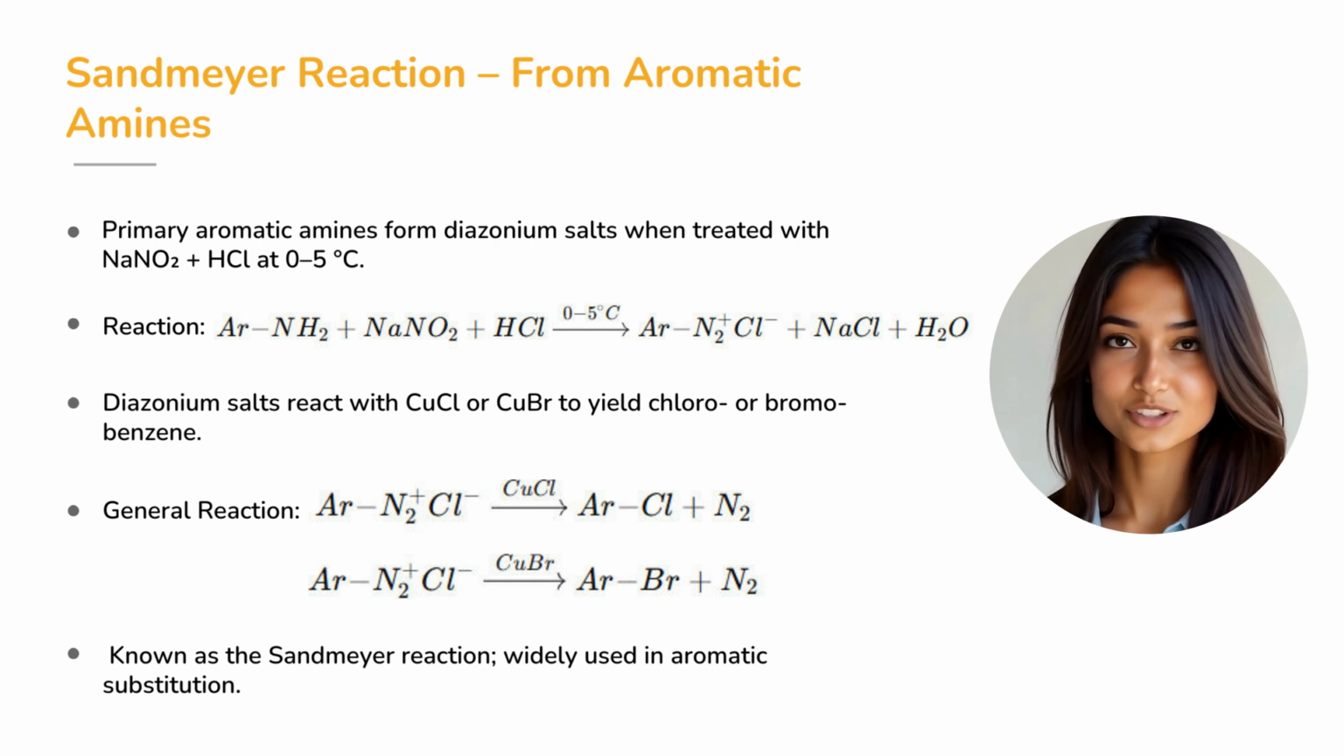When they are treated with cuprous chloride or cuprous bromide, the diazonium group is replaced by chlorine or bromine. The general reaction is ArN2+ Cl- in the presence of CuCl gives ArCl plus nitrogen gas, or ArN2+ Br- in the presence of CuBr gives ArBr plus nitrogen gas. This is called the Sandmeyer reaction. It is widely used in aromatic substitution to selectively introduce chlorine or bromine into the benzene ring. And remember, nitrogen gas is released, making the reaction irreversible.